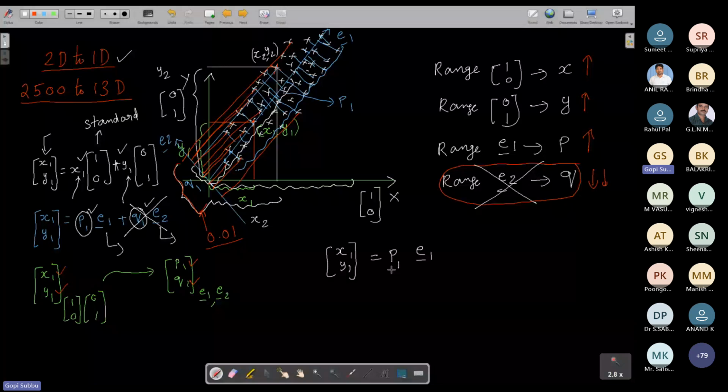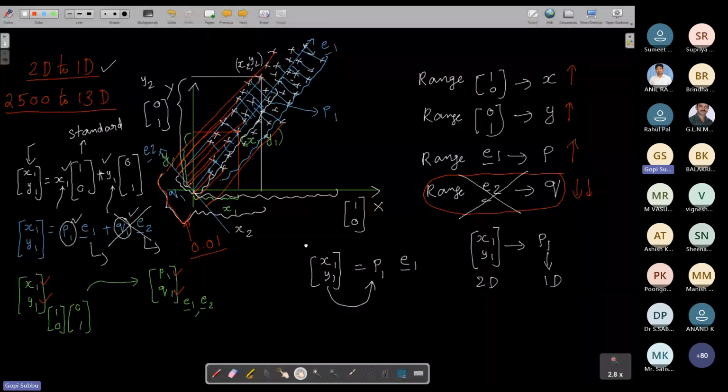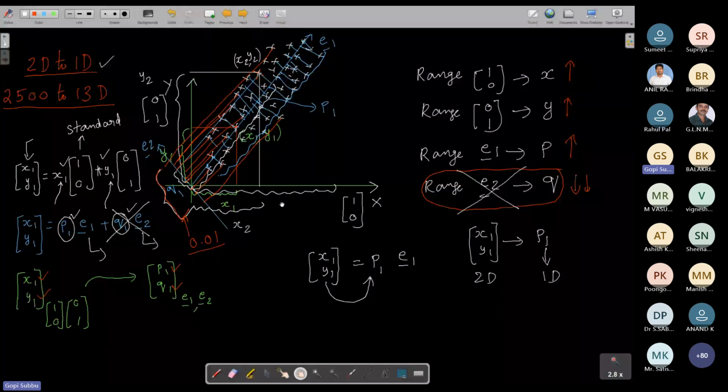So what we achieved is 2D to 1D projection, right? This x1, y1 is actually in 2D. It is now mapped to p1, which is actually 1D. We achieved the dimensionality reduction here. How did we achieve it? What did we do? We projected the points onto the new basis, right?